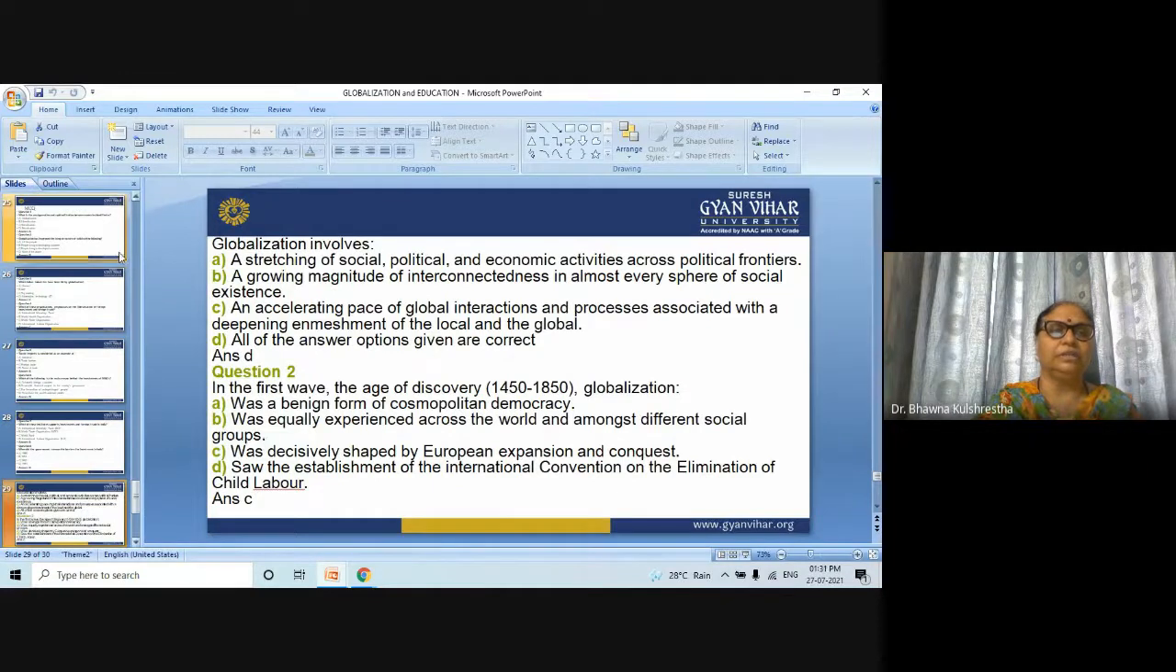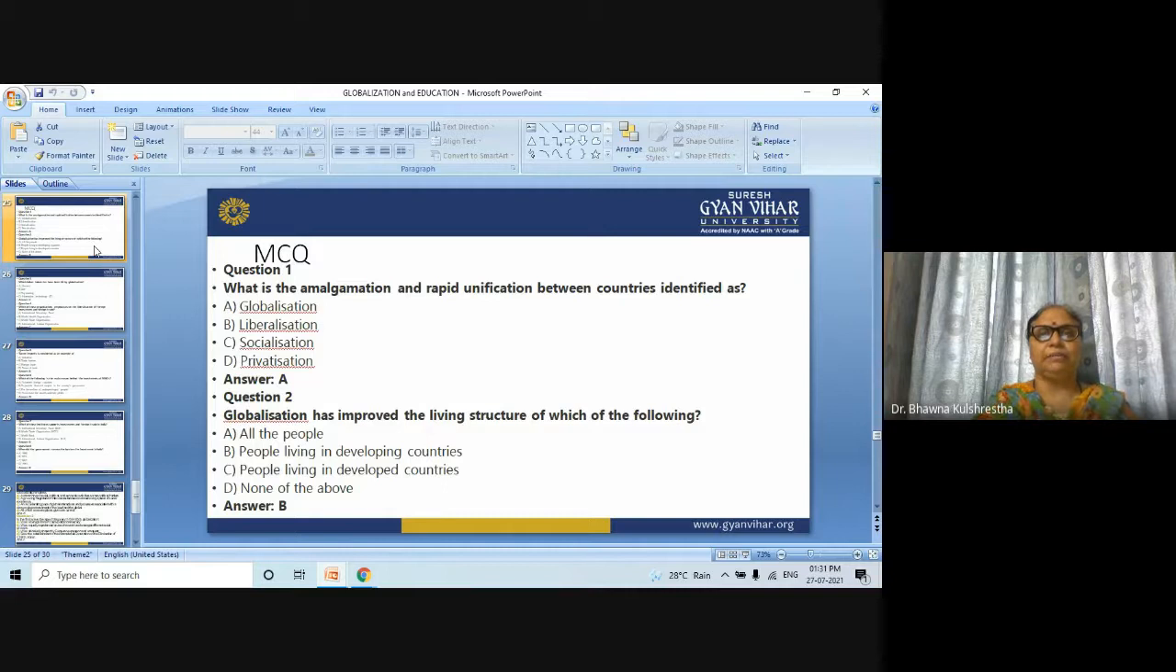First question: what is the amalgamation and rapid unification between countries identified as: globalization, liberalization, socialization, or privatization? The answer is globalization. The next question: globalization has improved the living structure of which of the following? All the people living in developing countries, people living in developed countries, or none of the above. The answer is people living in developing countries.